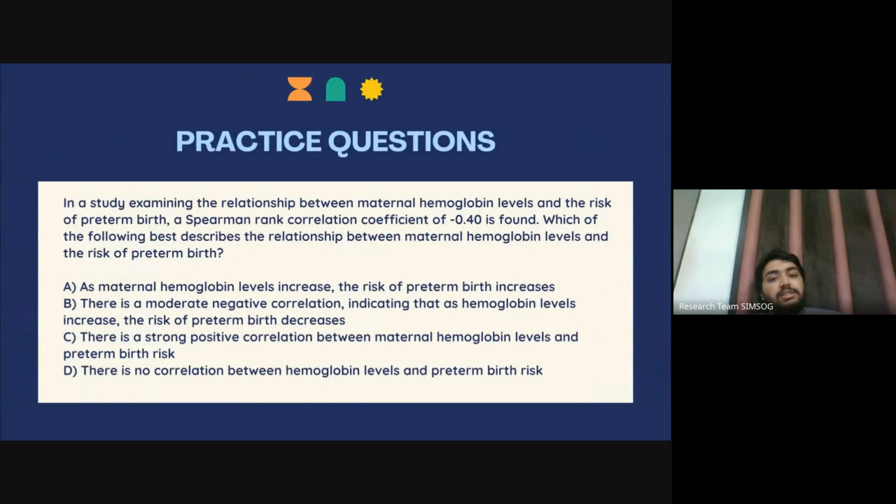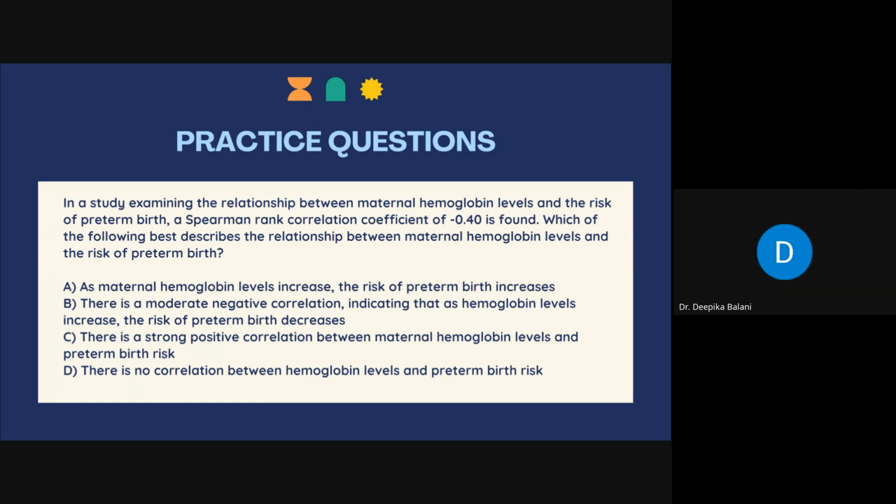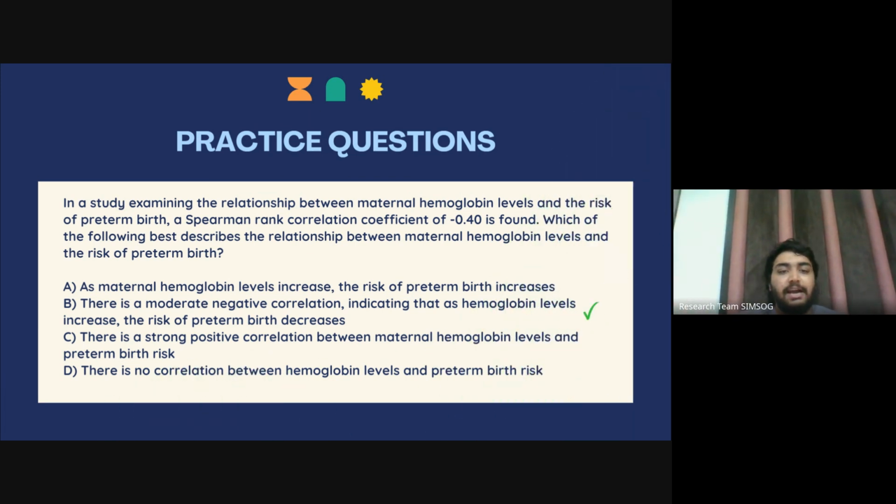Next question. A study examining the relationship between maternal hemoglobin levels and risk of preterm birth. A Spearman correlation coefficient of minus 0.4 is found. Which of the following best describes the relationship between maternal hemoglobin levels and risk of preterm birth? Tell me if somebody wants to answer. B. That's a correct answer. Can you explain why, like how I did for the previous one?